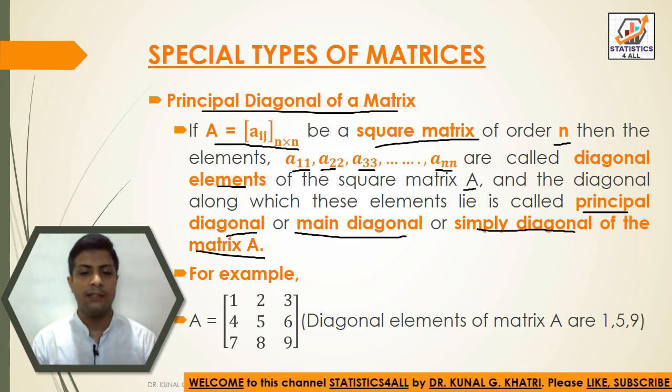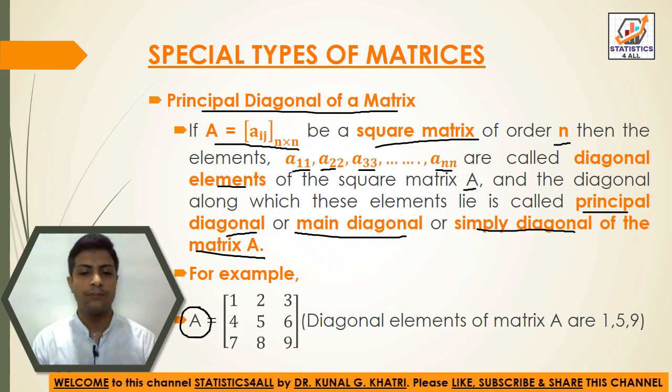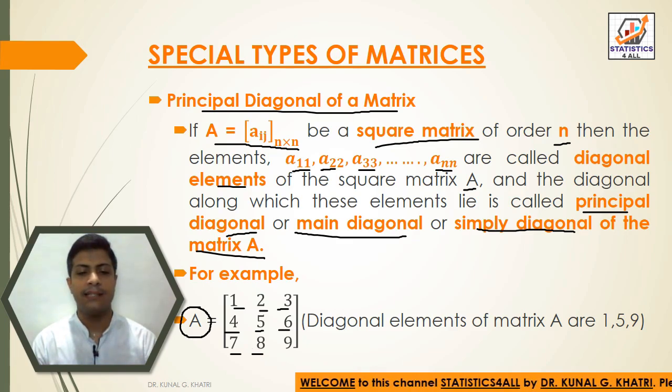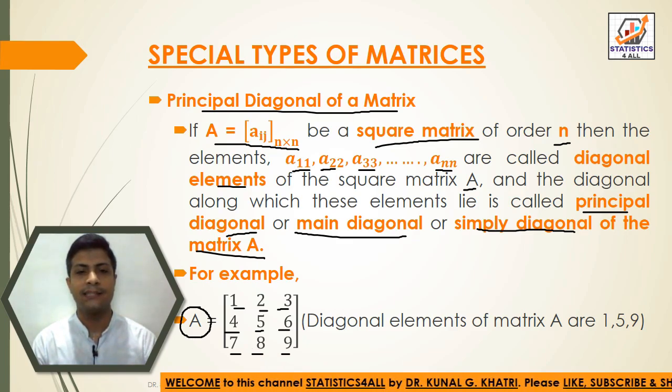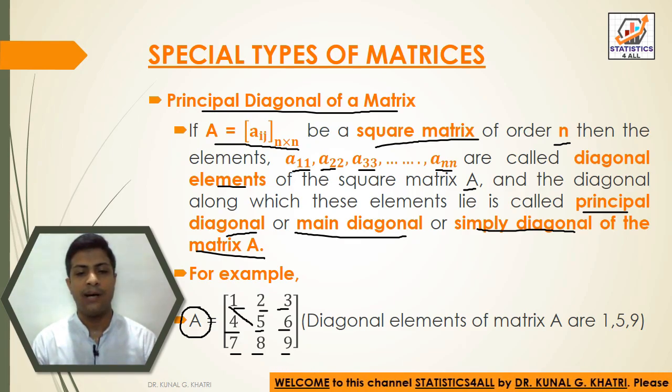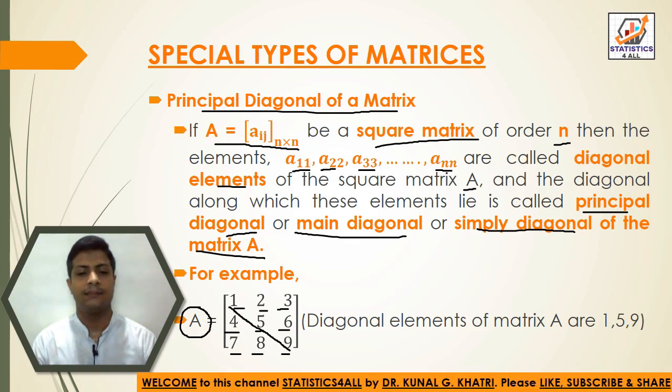For example, your matrix A is equal to 1, 2, 3, 4, 5, 6, 7, 8, 9. Here we can see that it is a square matrix, that is 3 rows and 3 columns. Your diagonal elements of matrix A are 1, 5 and 9.